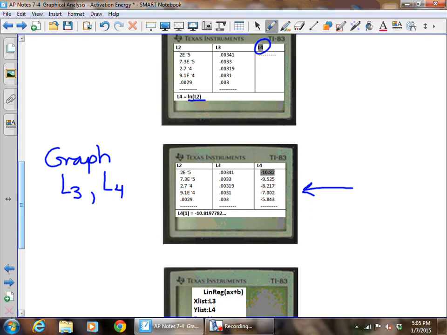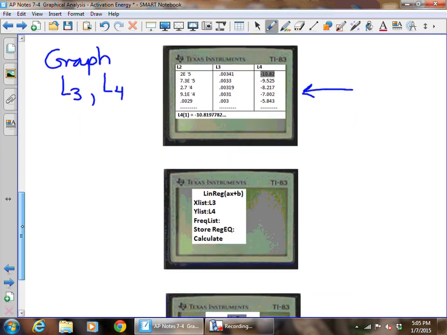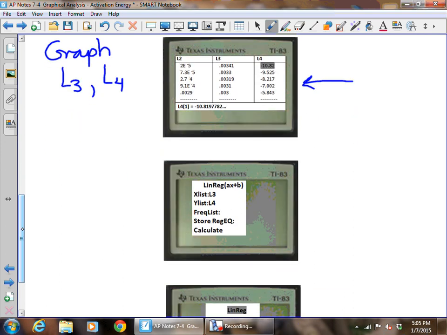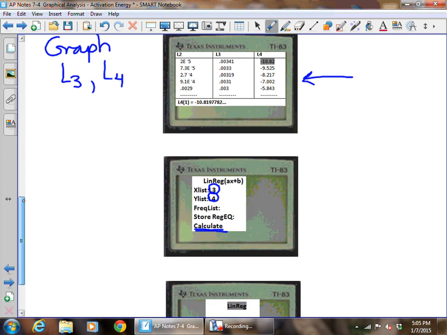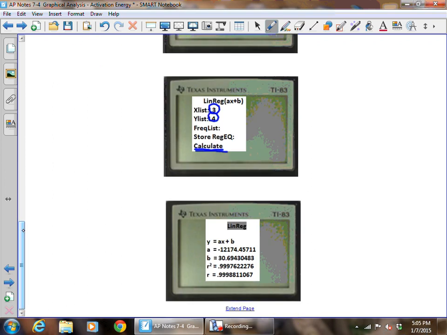So you're going to hit Stat Calc, remember, Stat Calc. You're going to go to Lin Reg, which is number 4, just like you did for rate law. And when you hit that, you'll come up with a screen that looks like this. Originally, it'll probably have L1 and L2 here. Make sure you change those. And then arrow down and hit Calculate to get those values. And when you do, your screen should look like this.